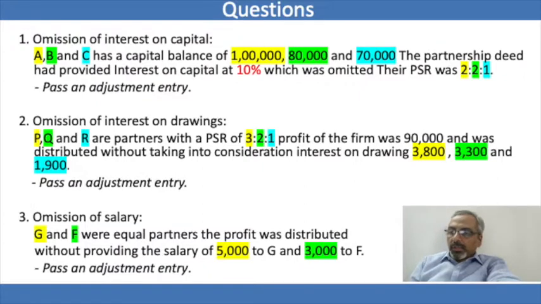The third case is the omission of salary, where I have taken two partners G and F who are equal partners. The profit was distributed without providing the salary of 5,000 to G and 3,000 to F, and we are asked to pass an adjustment entry. So we'll slowly see how the three cases will actually work out. We'll do the sums in three different stages.